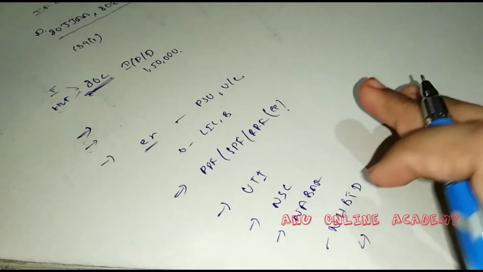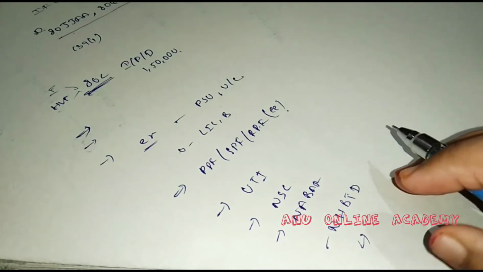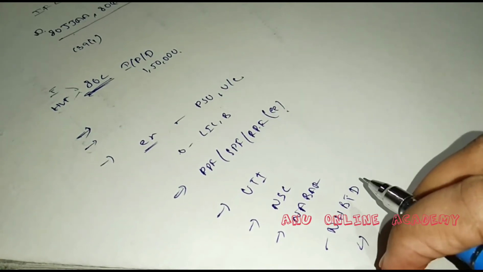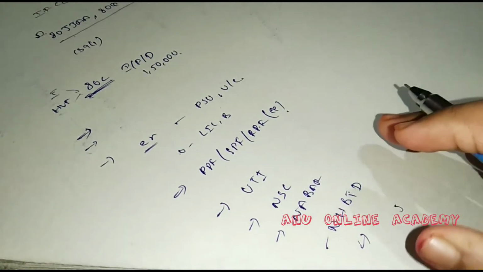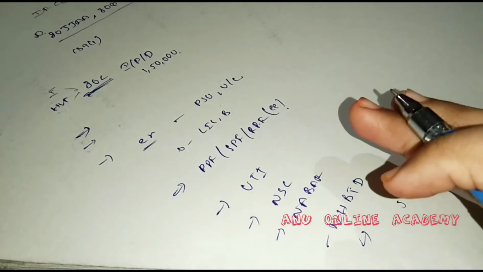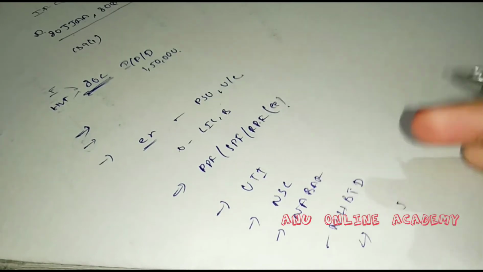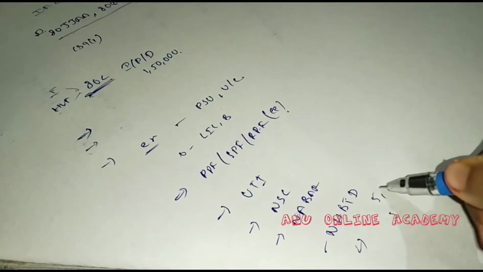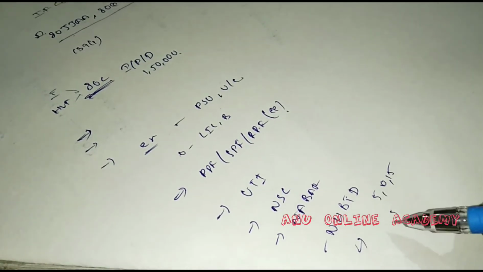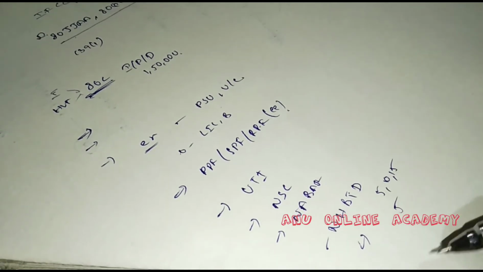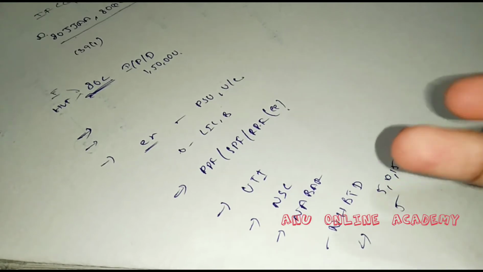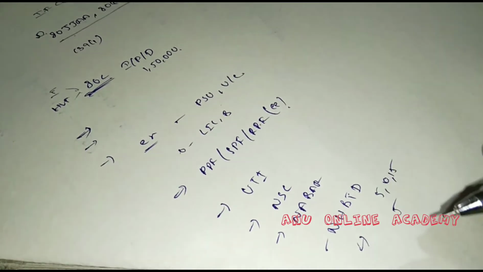And see the next, time deposit cumulative of post office for a period of 5, 10, 15 years. And the next, term deposit of scheduled bank for a period of 5 years. Tuition fee for 2 children maximum for full-time education in India.